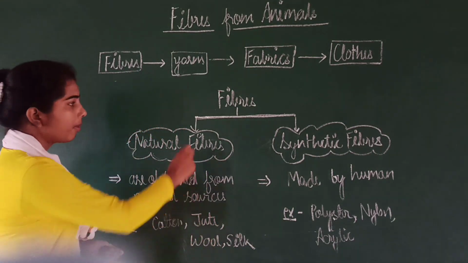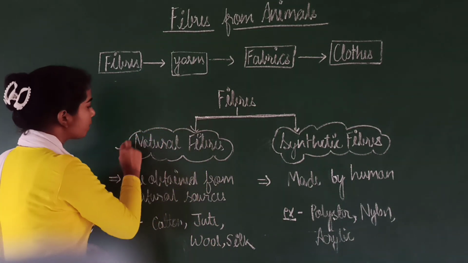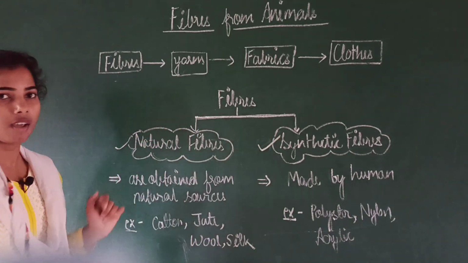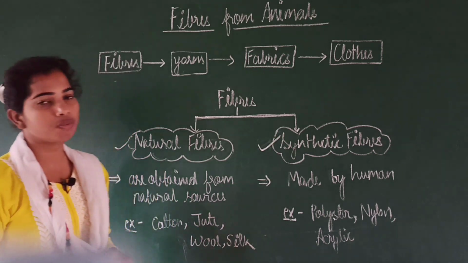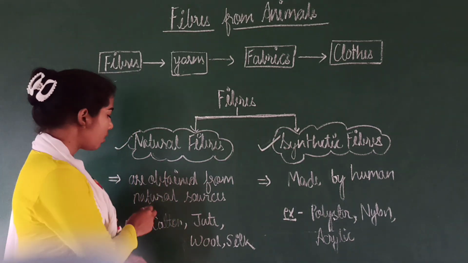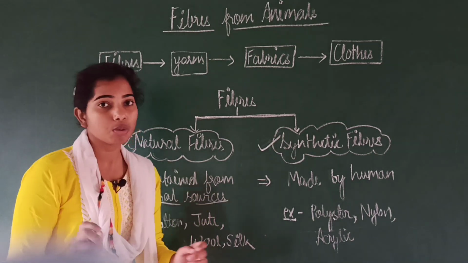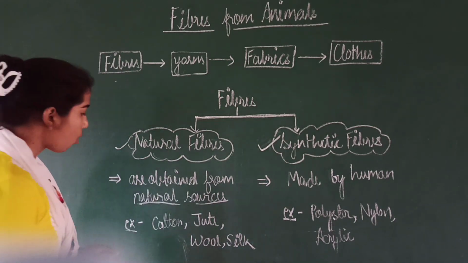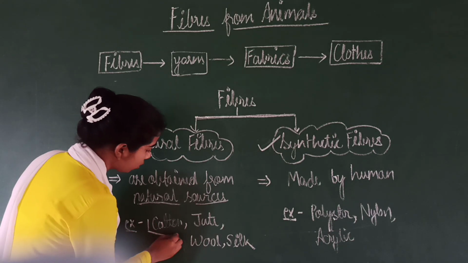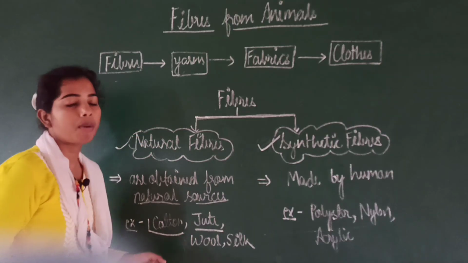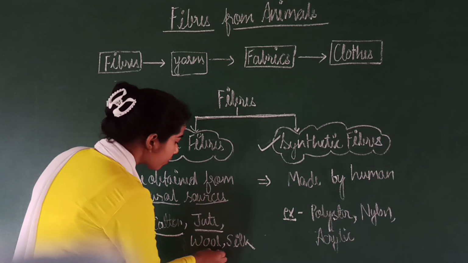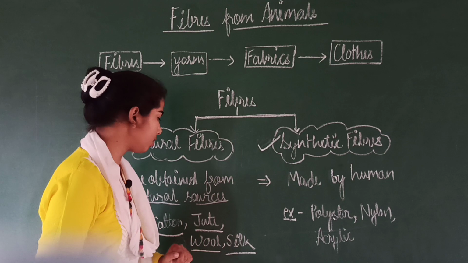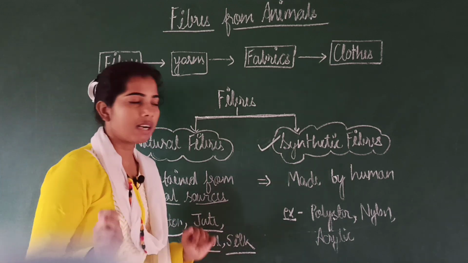Now fibers are classified into two groups, first natural fibers, second synthetic fibers. What are the natural fibers? Natural fibers are those fibers which are obtained from the natural sources. These sources can be plants or animals. From plants we obtain two fibers, cotton and jute, and from animal sources we obtain wool and silk. These are the two animal fibers and these are the two plant fibers.